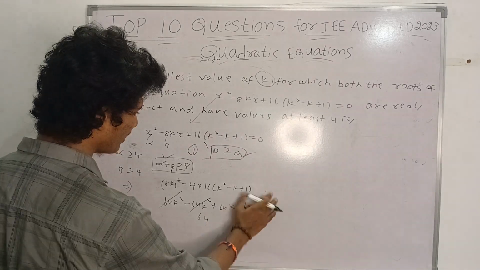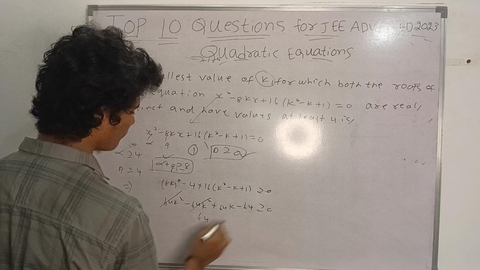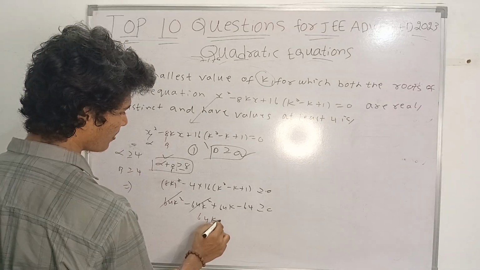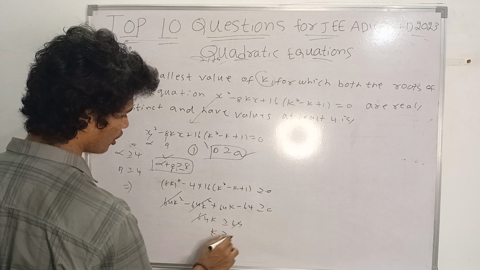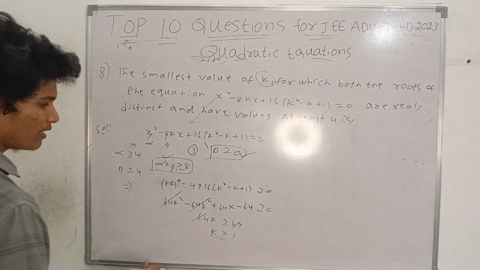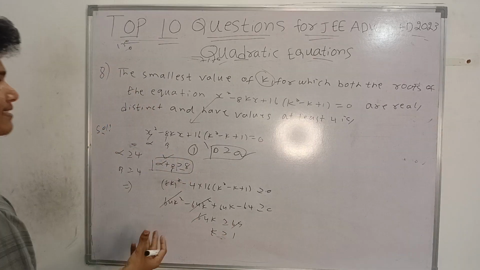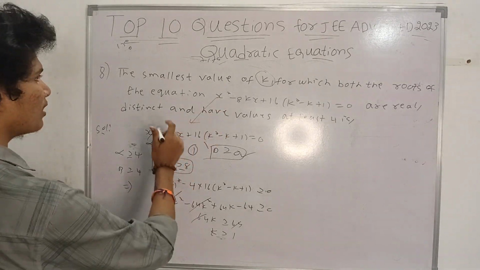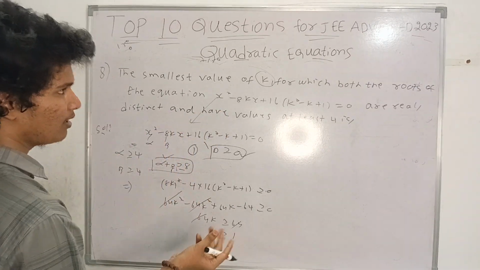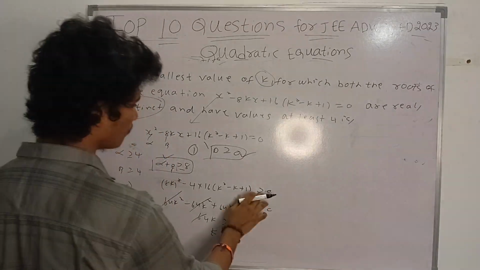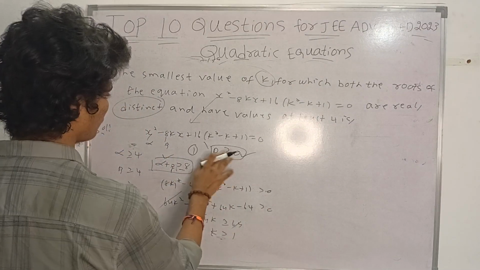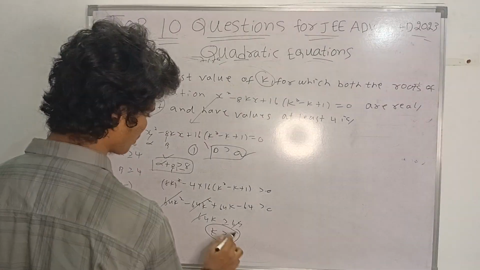Here it is not equal to 0, here it is greater than or equal to 0. Here it is 64k greater than or equal to 64. 64 will get cancelled. k greater than or equal to 1. Not greater than or equal to, it is simply greater than, because they didn't say the roots are equal. They said the roots are distinct. So it should not be greater than or equal to, it is simply greater than. So k greater than 1, this is the first condition we got.